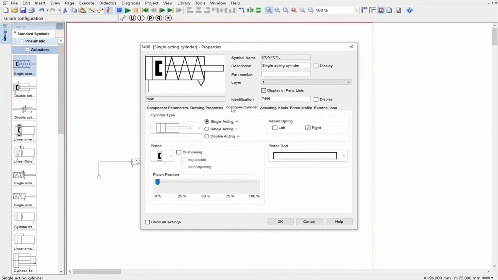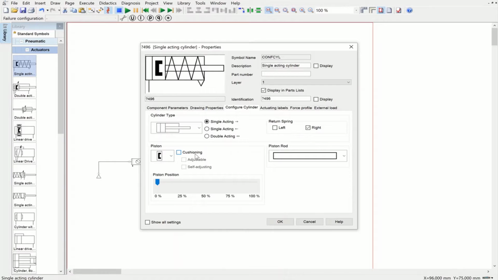You see here we have single acting, two forms. One of them starts from the fully advanced position, and the other starts from the fully retracted position. And we have the return spring. It can be located on the left side or the right side.